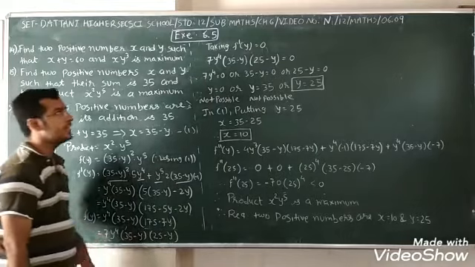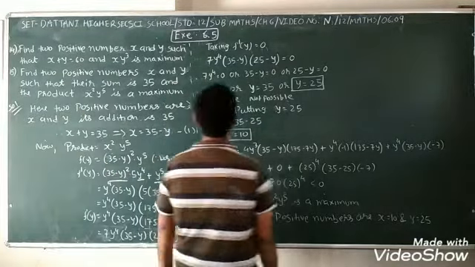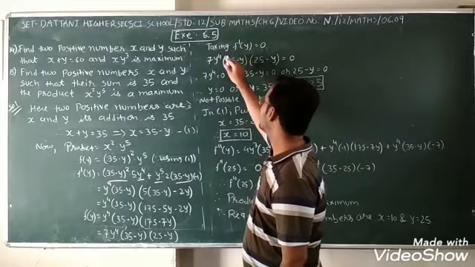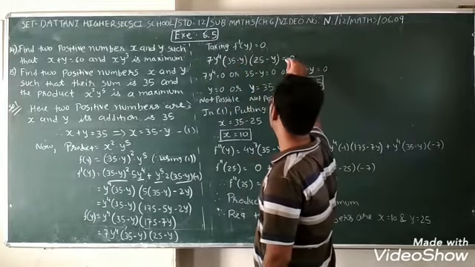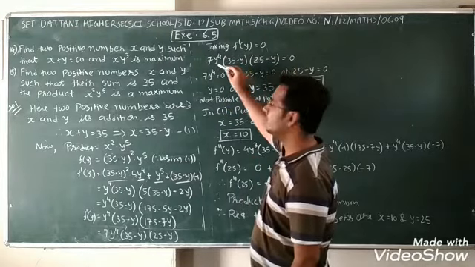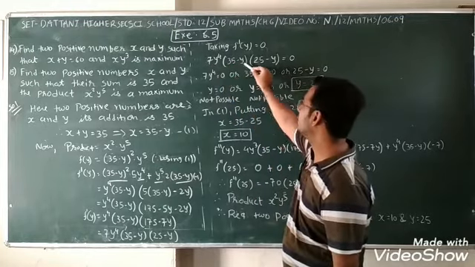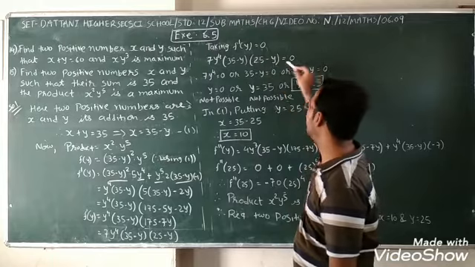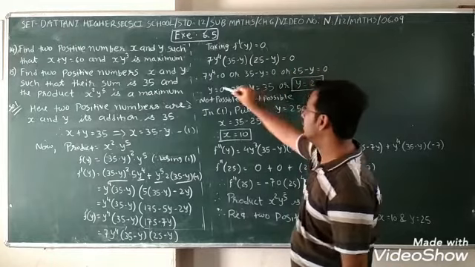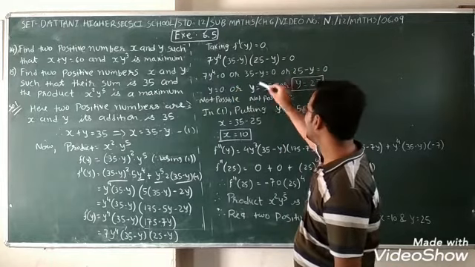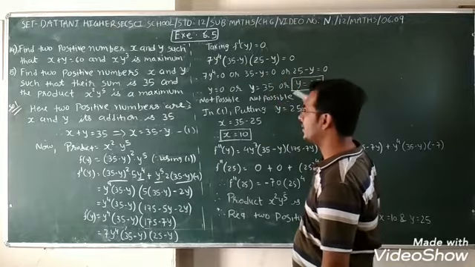So putting f dash y is equal to 0. So 7y raised to 4, 35 minus y, 25 minus y is equal to 0. Now equating all terms to 0: 7y raised to 4 is equal to 0, 35 minus y is equal to 0, 25 minus y is equal to 0. It means y is equal to 0, y is equal to 35 and y is equal to 25.